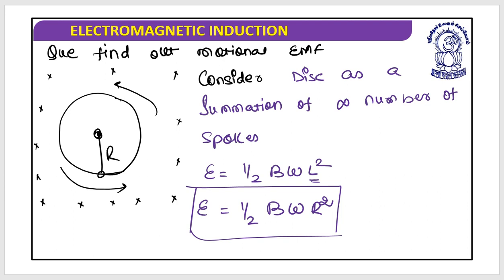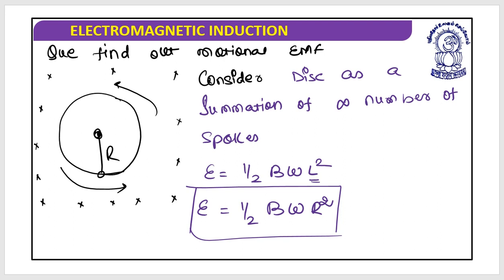Is it clear? Are you sure? Can it be done? Great. So now do you understand the complete situation and complete motion? This is the motional EMF of a conductor.